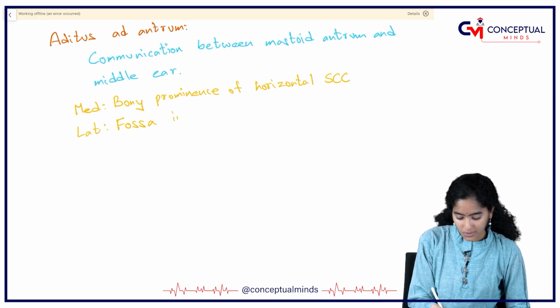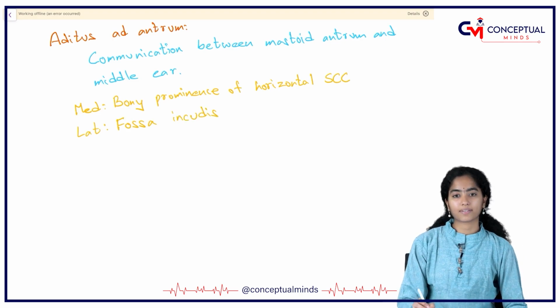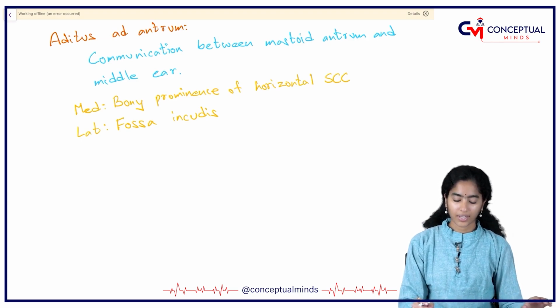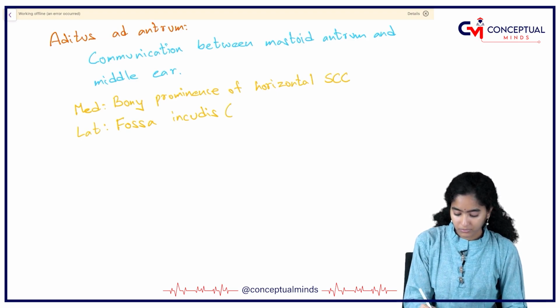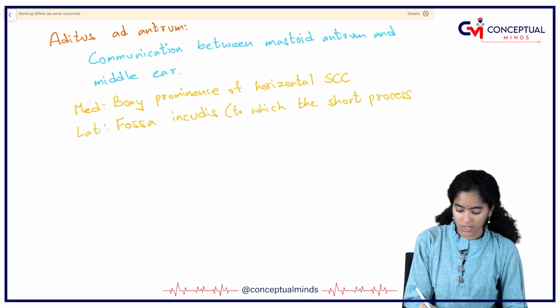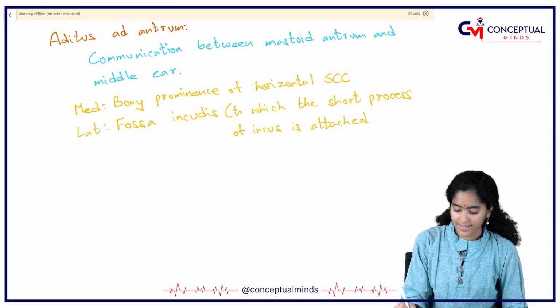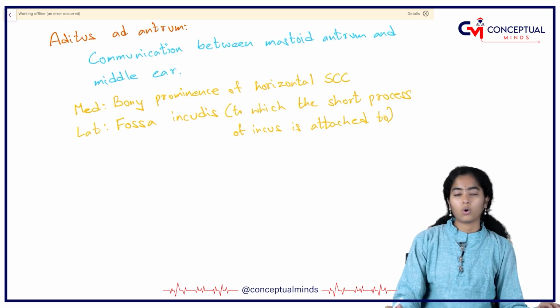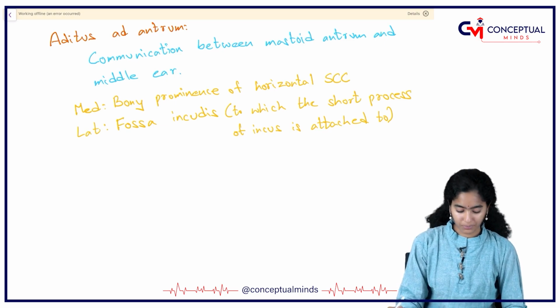fossa incudis. What is fossa incudis? It is the fossa to which the short process of the incus is attached. Incus is one of the middle ear ossicles. This fossa incudis is present on the lateral side of the Aditus ad antrum. So you've got an idea about where the Aditus ad antrum is present.